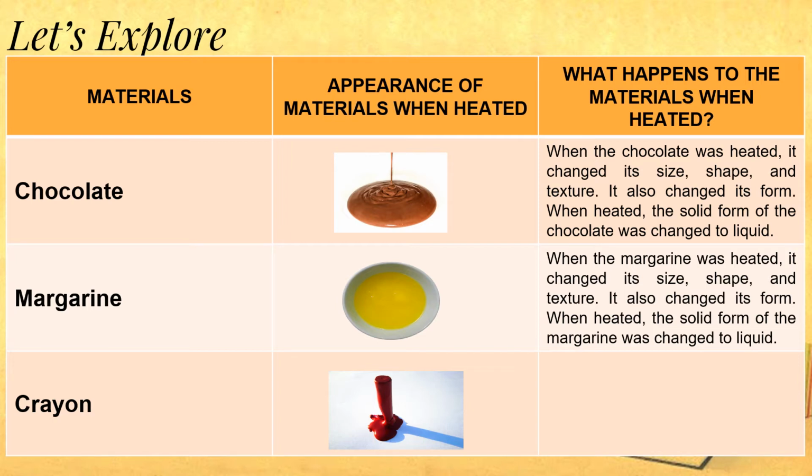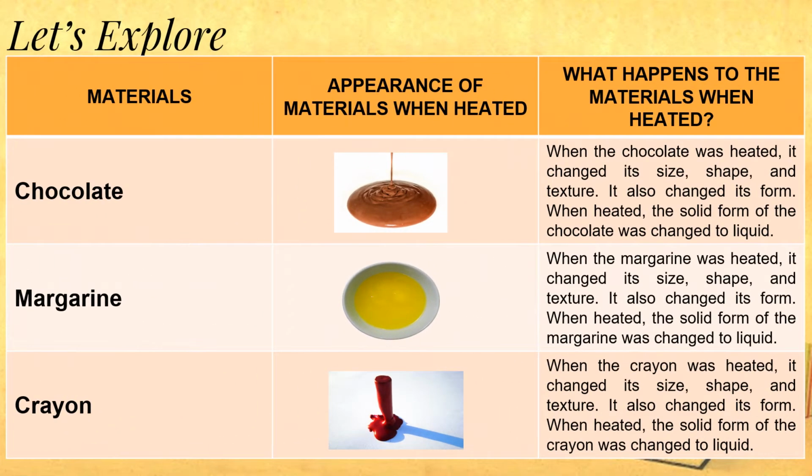Next is the crayon. That is the appearance of the crayon when it is heated. What happened to the crayon when it is heated? When the crayon was heated, it changed its size, shape, and texture. It also changed its form. When heated, the solid form of the crayon was changed to liquid.